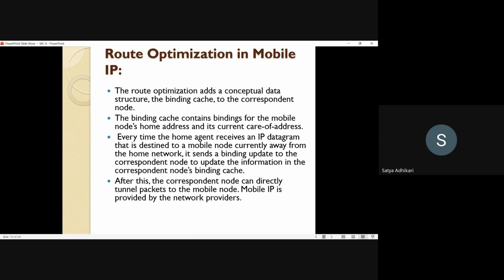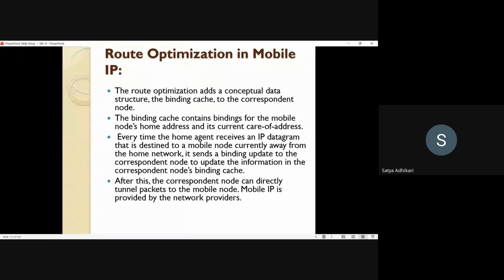But every time the home agent receives an IP datagram that is destined to a mobile node currently away from the home network, it sends a binding update to the corresponding node saying, I am changing my location, so my address is already changed. To update the information in the corresponding node, suppose you are staying in Delhi and now you move to Mumbai. You immediately update that to your friend, that I am in Mumbai, so that he can directly send data to you.